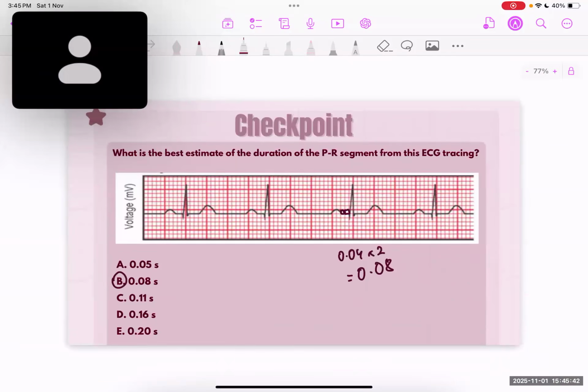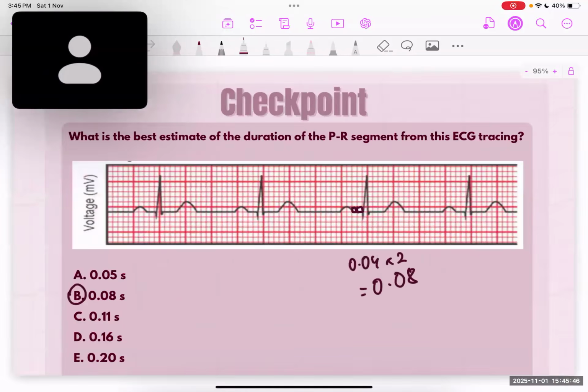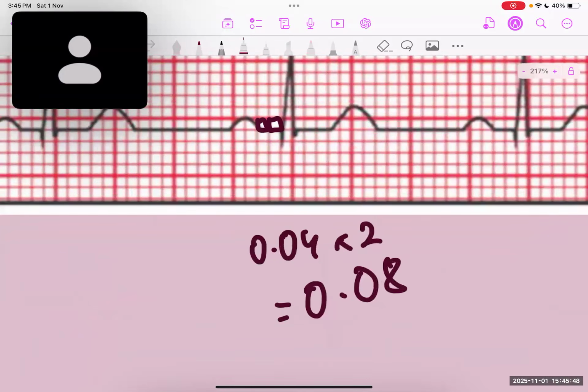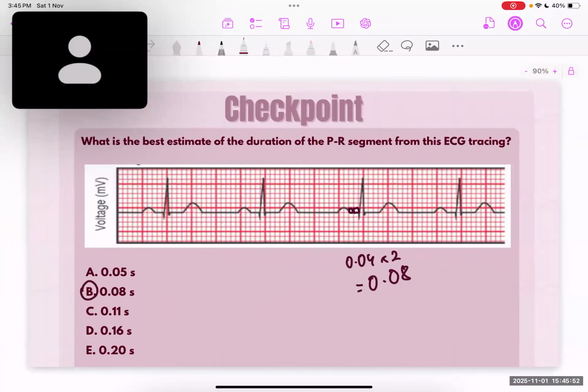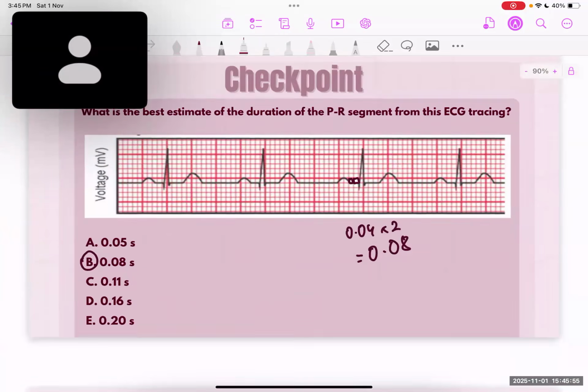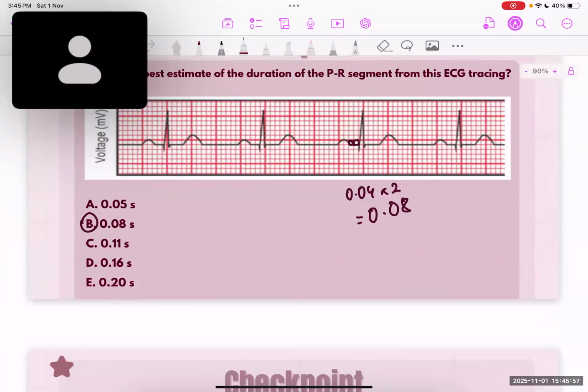All of these questions and everything so far. Yes, 0.04 into 2, yes. So 0.08, yes, that's how you're gonna get it. Is everything clear? Okay. Yes.